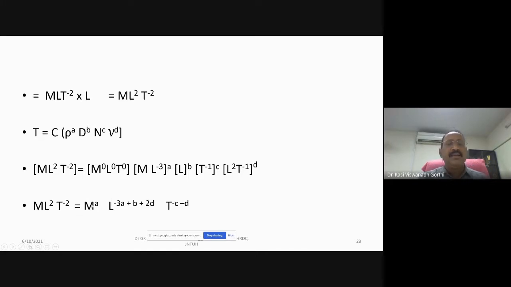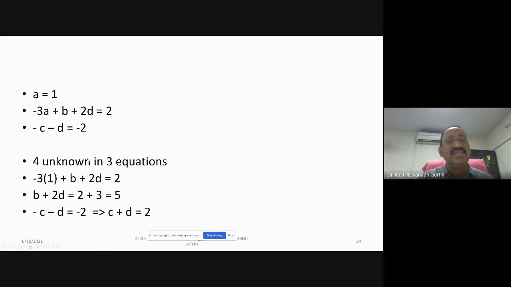Group the terms: M to the power A, L to the power this expression, T to the power this expression. Equate the powers of the like terms. For M, left hand side 1, right hand side A. A is equal to 1. Similarly, minus 3A plus B plus 2D is equal to 2. Minus C minus D is equal to minus 2. So you have got 3 equations. Solve for these 3 equations, but you have 4 unknowns, A, B, C, D. So you need to solve for 3 unknowns in terms of one of the remaining unknown.